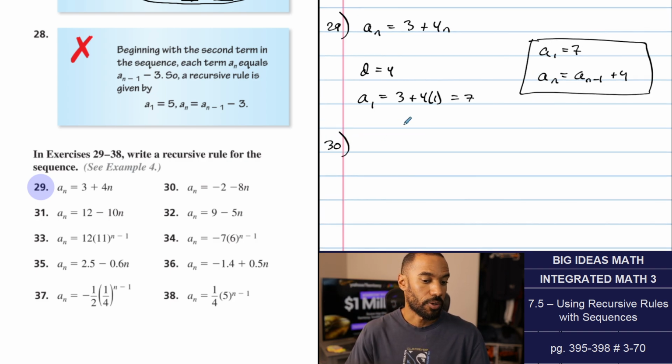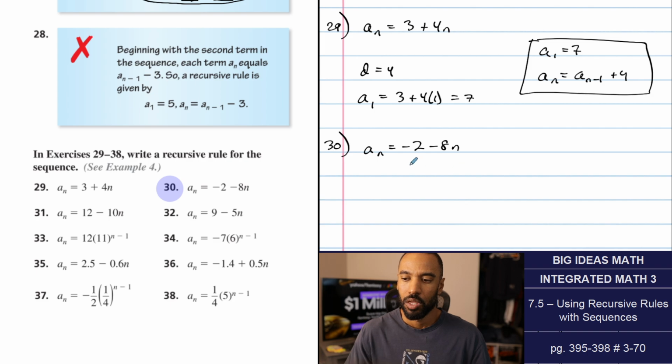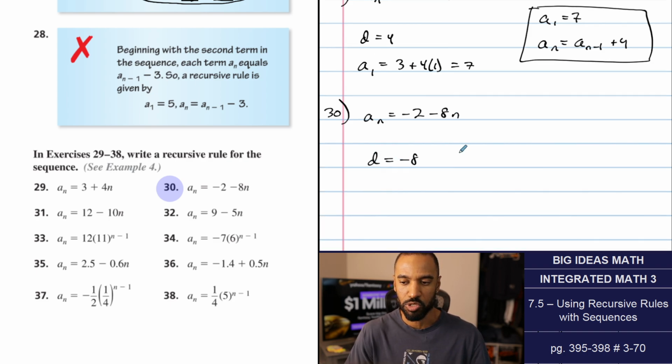These will go relatively quickly as a whole. I don't really have much to say beyond what it is we're doing. Even after this problem, I will really quickly speed up, even with the a sub 1, because that's a part of the rule answer. With this one, we once again have a common difference of -8, the thing that's multiplied by n, and a sub 1 is -2 minus 8 times 1.